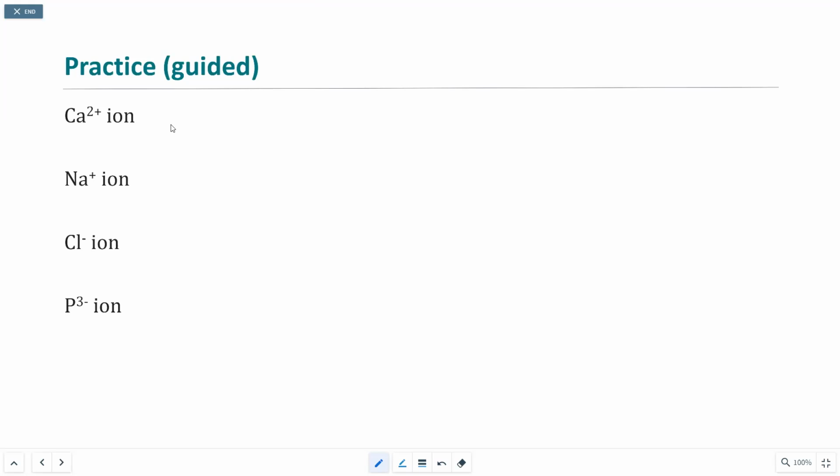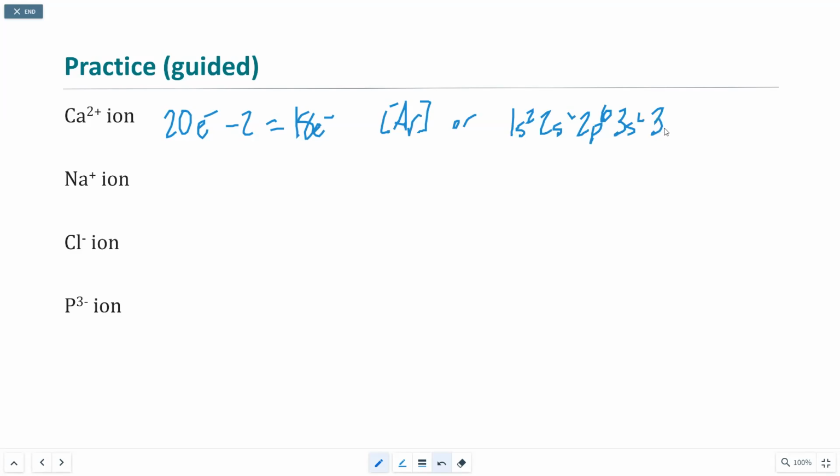So let's take a look at this in terms of practice. If I'm starting with calcium, calcium has 20 electrons. The +2 charge means we take 2 away. We're talking about 18 electrons now. 18 electrons takes us to the noble gas configuration of argon, Ar, or we could write it out in the complete configuration form: 1s2, 2s2, 2p6, 3s2, 3p6.